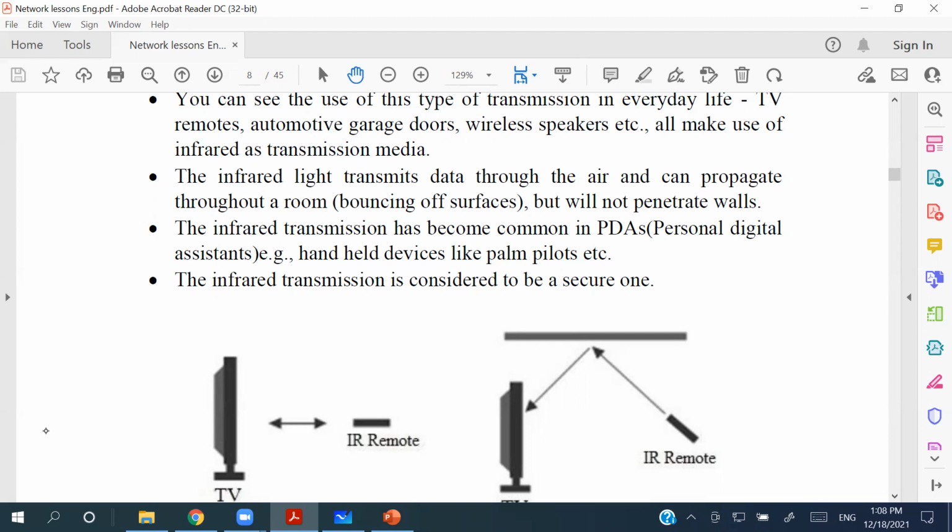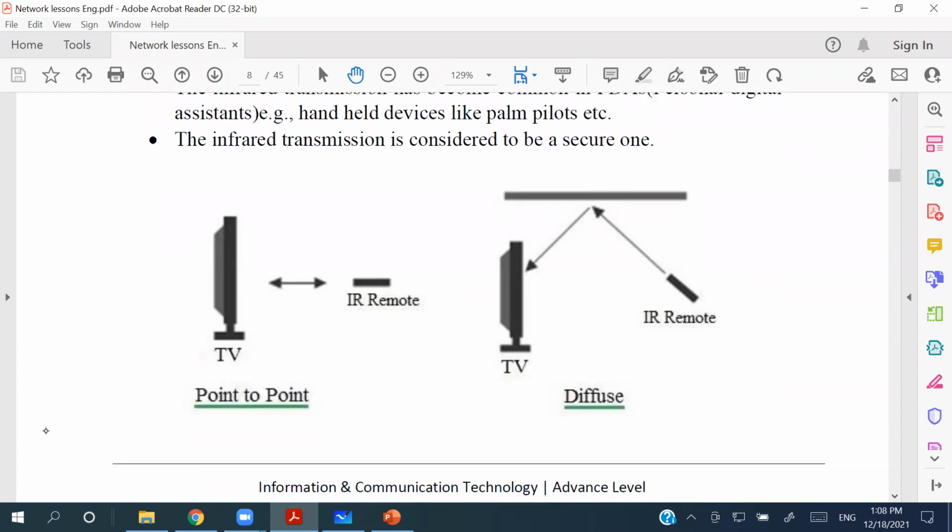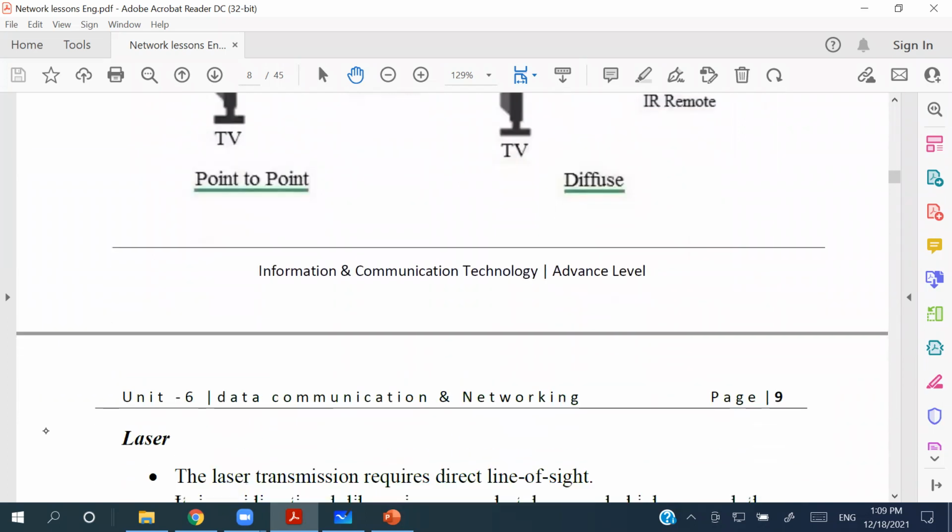And remember, it's not going to go through an obstacle, people. It's going to bounce back, right? So that is the nature of the infrared. So in most of the remote devices, we use that particular signal to do the communication.